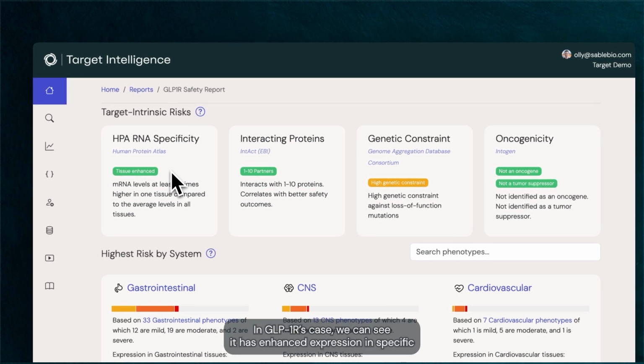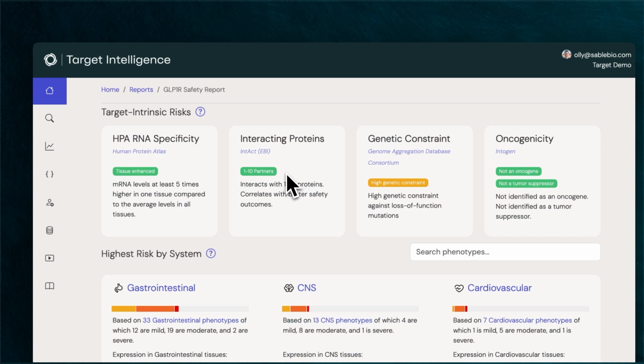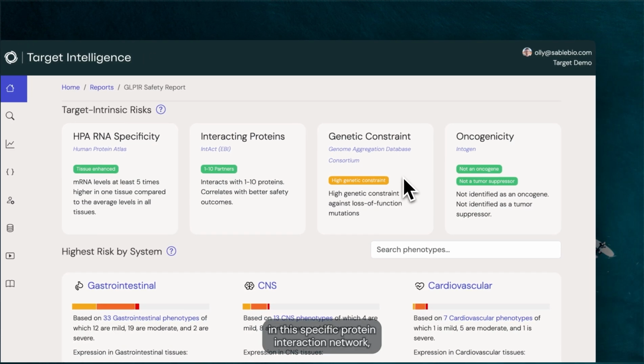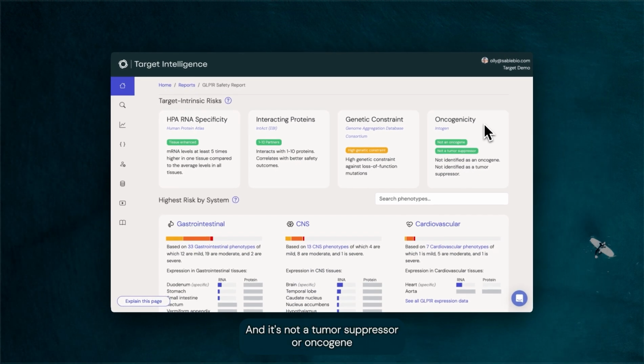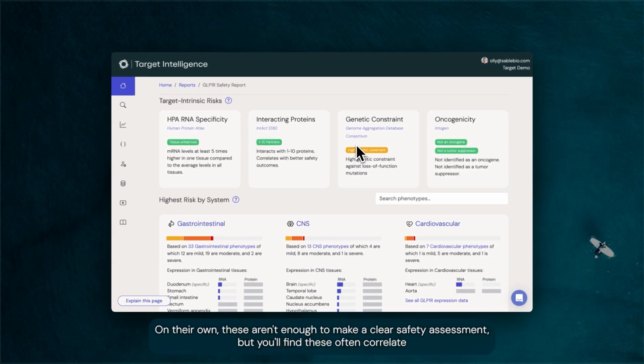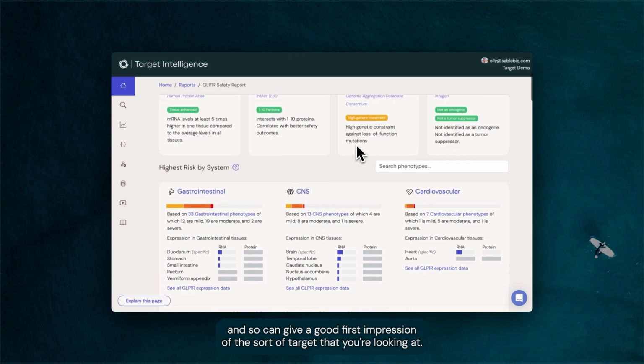In GLP-1R's case, we can see it has enhanced expression in specific tissues, interacts with relatively few proteins in this specific protein interaction network, is highly but not very highly genetically constrained, and is not a tumour suppressor or oncogene. On their own, these aren't enough to make a clear safety assessment, but you'll find these often correlate with the degree of potential risk elsewhere on the report, and so can give a good first impression of the sort of target that you're looking at.